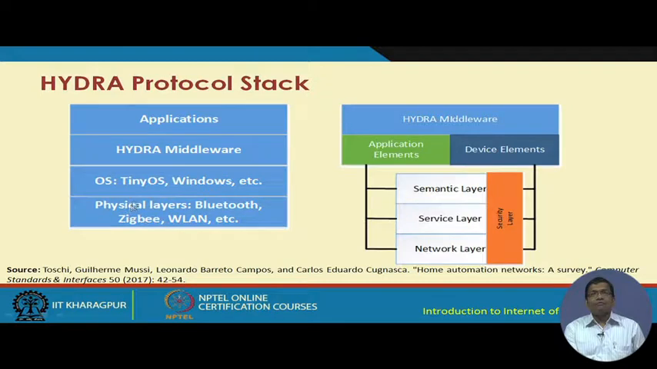layers. At the very bottom we have the physical layer, having Bluetooth, ZigBee, wireless local area networks and so on. On top we have the operating system comprising TinyOS, Windows, etc. TinyOS is an operating system for sensors, so it is commonly used along with sensors. Then we have the Hydra middleware, and then the applications. In the Hydra middleware, we have application elements and device elements, and they handshake with respect to three layers, the network layer, the service layer and the semantic layer, and there is a vertically cutting across security layer in Hydra. So, this is how the overall Hydra protocol stack looks.